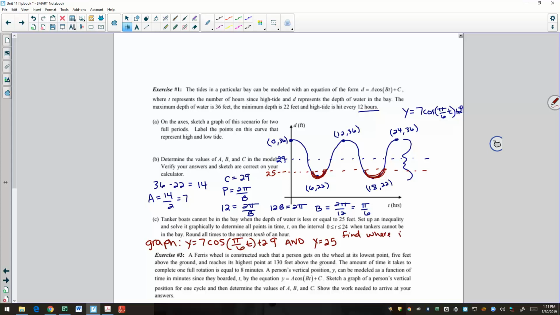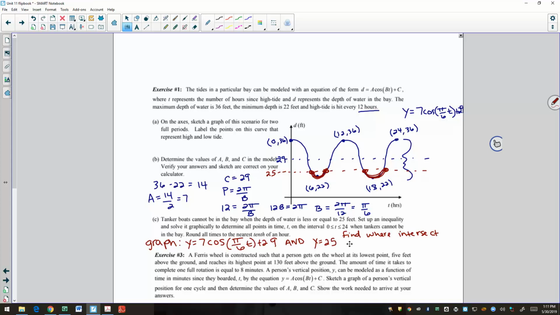Where they intersect, they want to know at what time. Time is the x value. So you're going to find these intersection points and look at the x values. You cannot be out on the bay when you're in between these two x values, because that would give you a depth that's less than 25.